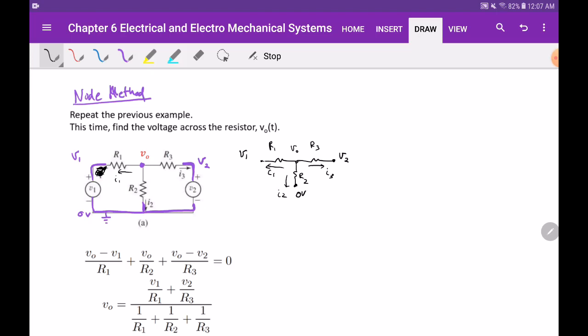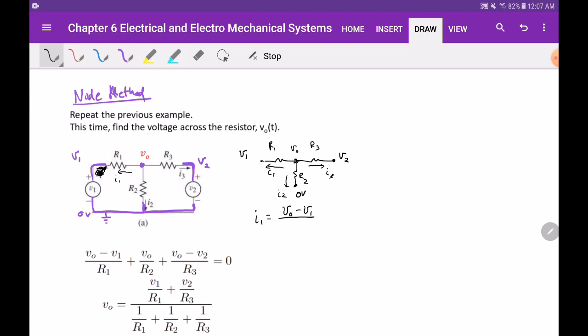So how would you write the current I1? Current will flow to the left only if V out is at the higher potential. So you're going to write V out minus V1. It doesn't mean V out is at a higher potential than V1. It's just that I1 is defined to the left.